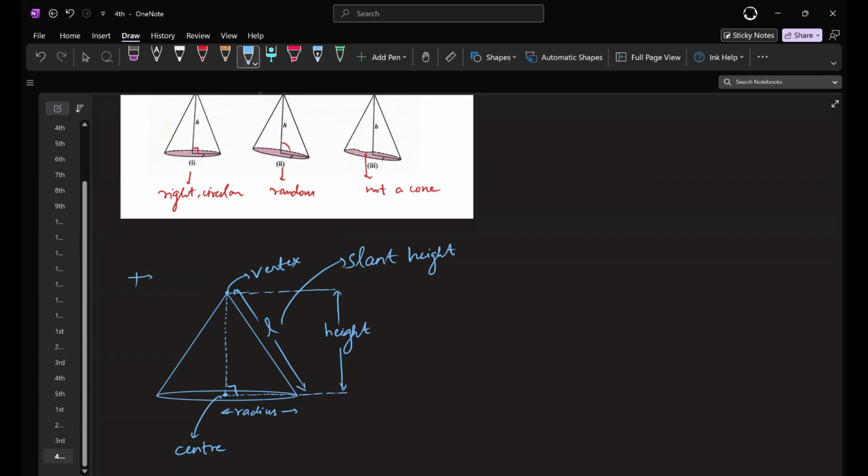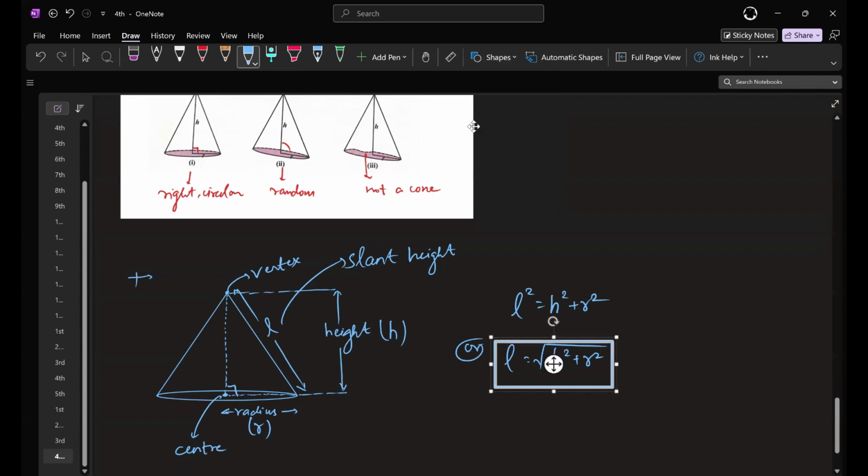The formula for the same we can easily calculate with the help of this right angle triangle being formed here, in which the base is the radius r, the perpendicular is the height h, and this hypotenuse is the slant height L. Okay, let's say the radius is r, the height is h. So the formula for slant height would be L square equals h square plus r square, or L equals under root h square plus r square. This would be the formula for the slant height of the cone. Okay, it's an important formula.